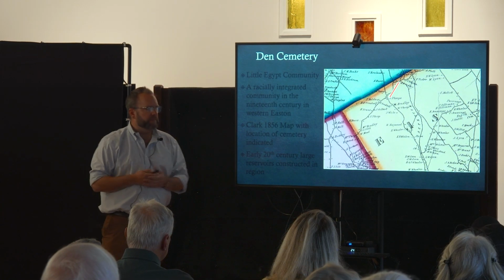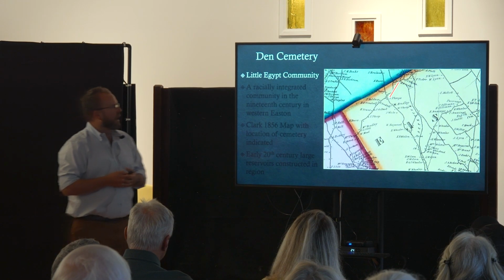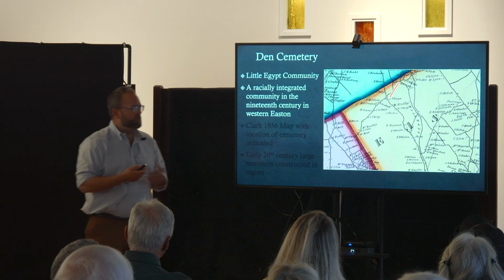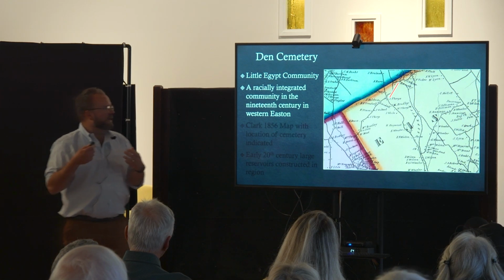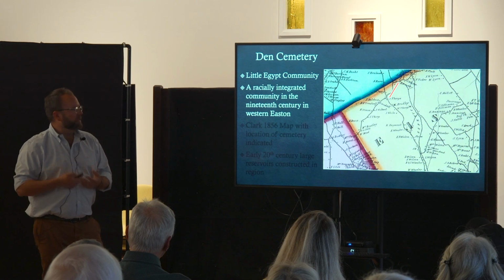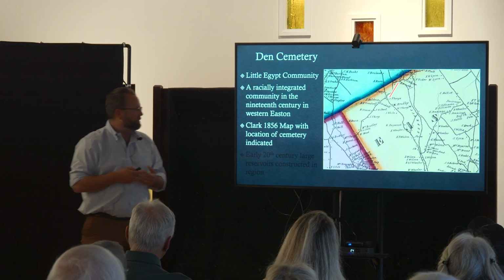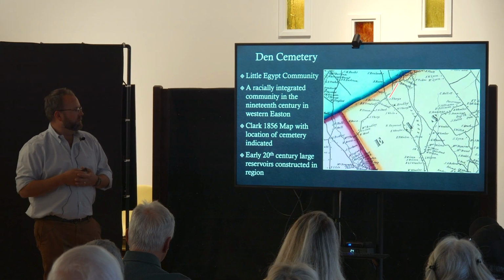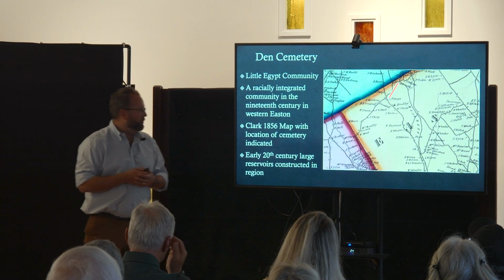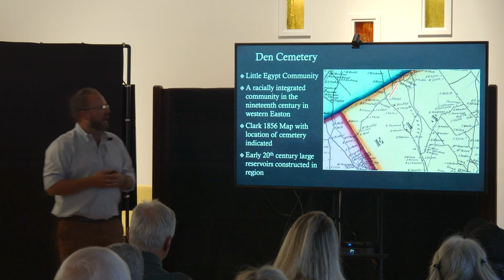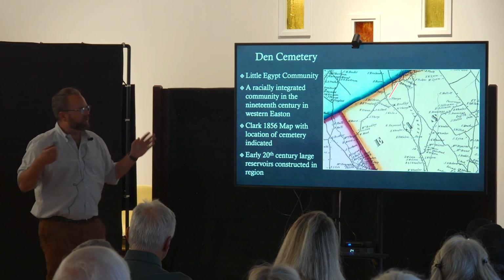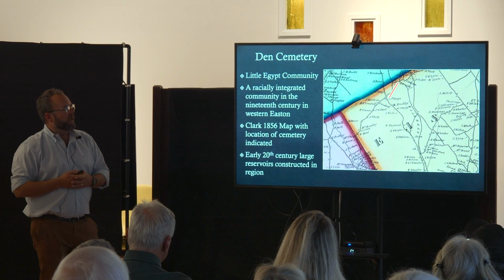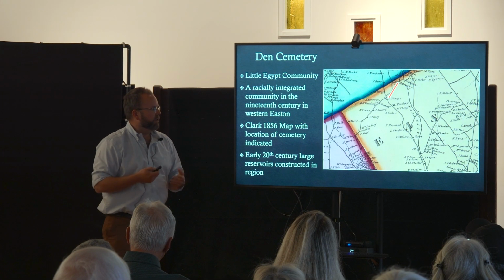This is a cemetery that is part of a larger community, the Little Egypt community, the Den Road community. By all accounts from the history that's been conducted in this area, it was a racially integrated community in the 19th century in western Easton. This is the Clark 1856 map that shows the location of the cemetery in general locations. In the early 20th century, large reservoirs were constructed in the region, not necessarily where we are here. Obviously, we didn't do this underwater, but sort of within some of this area. So some of the Den community was sort of depopulated due to the construction of those reservoirs.